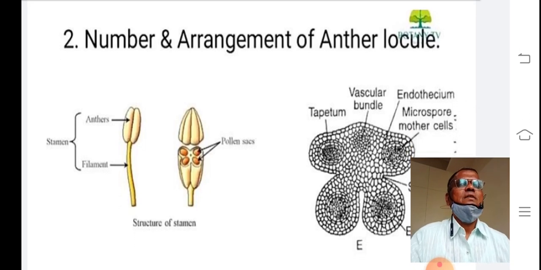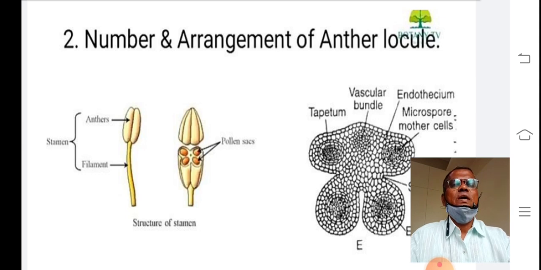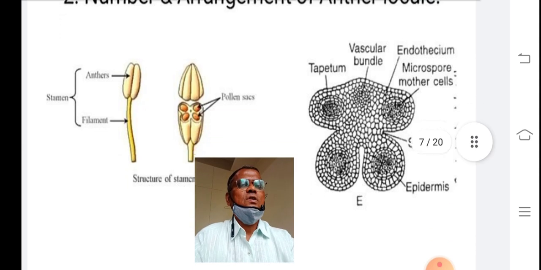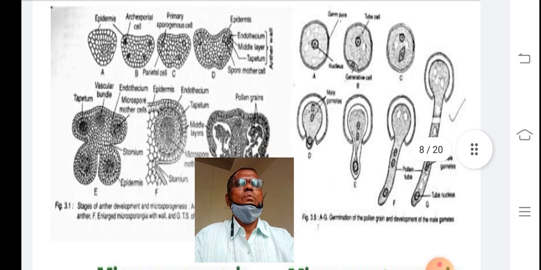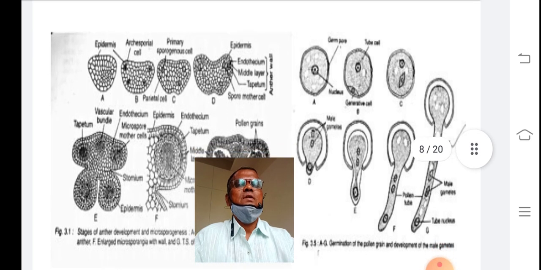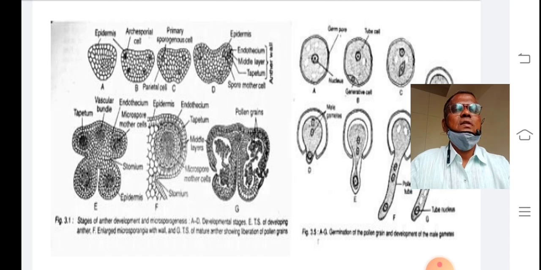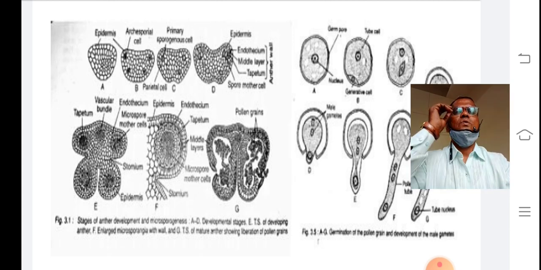The number and arrangement of the anther locules, we have just seen above. So anther, filament, the TS of this anther, and the tetrasporangiate structure. This is the tetrasporangiate structure, already seen above. Then these diagrams show the steps in the anther, how the pollen grains are developing. I have selected this for our interest.